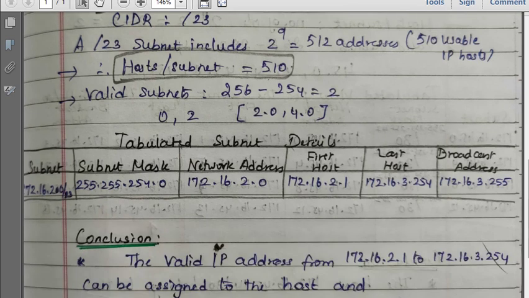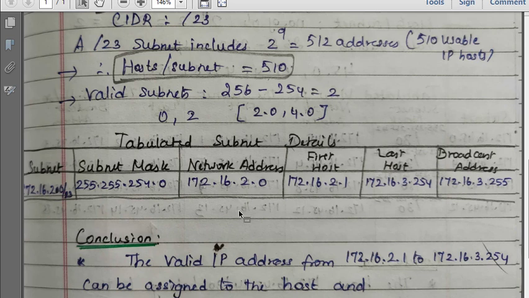The subnet details can be tabulated in the form of subnet, subnet mask, network address, first host, last host and the broadcast address. Coming to the subnet 172.16.2.0/23, the subnet mask is 255.255.254.0. The network address is 172.16.2.0. The broadcast address is 172.16.3.255. When we increment the network address by 1, we get the first host, which is 172.16.2.1. When we decrement the broadcast address by 1, we get the last host, that is 172.16.3.254.